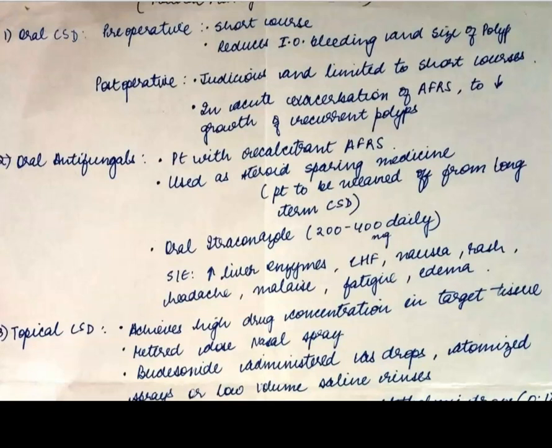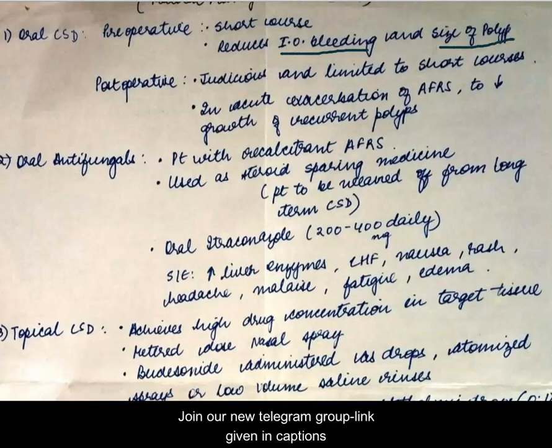So oral corticosteroids which are given pre-operatively are given for a short course, and it reduces intraoperative bleeding and size of the polyp. So that is the advantage of giving steroids pre-operatively. Post-operatively we give it judiciously and limit it to short courses. It is given in acute exacerbation of AFRS, and to decrease the growth of recurrent polyps.